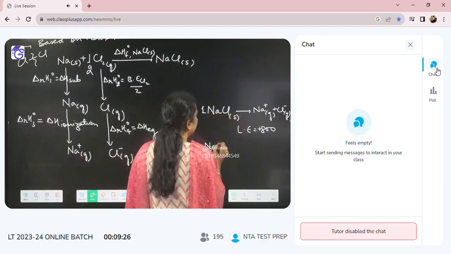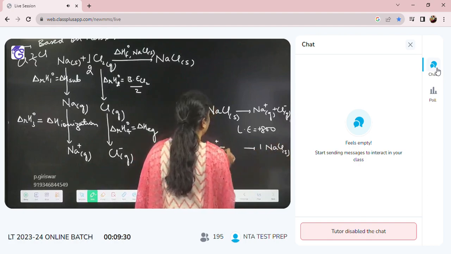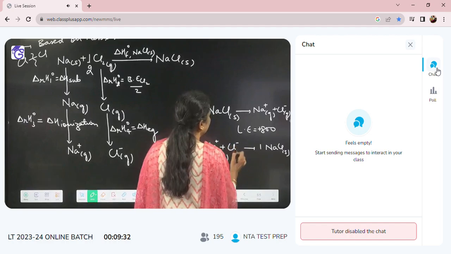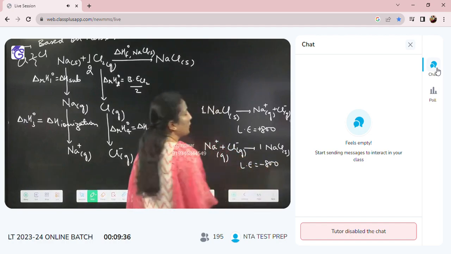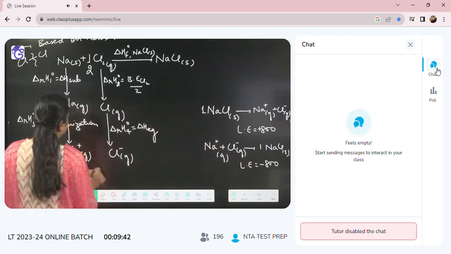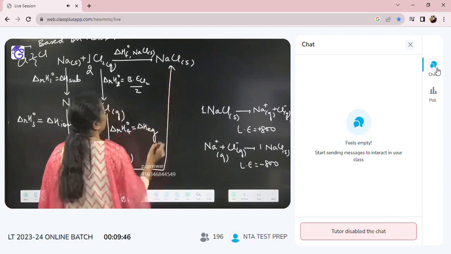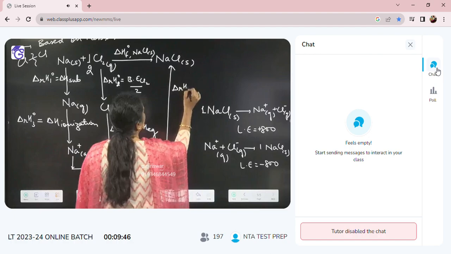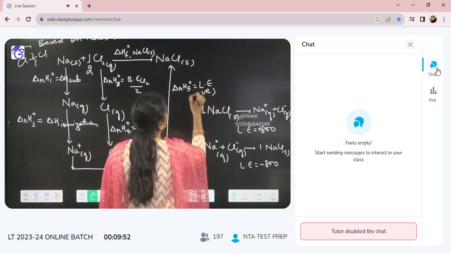Even I can say it like this, that if I have to form 1 mole of NaCl solid, that is any ionic compound, from its constituent gaseous ions, that is also lattice enthalpy, because lattice enthalpy can be defined in both ways, right? So now I have these ions here, and these two ions can combine and we can form this, and I'll be writing this as delta R H5 naught equal to lattice enthalpy, and I'll be writing this as negative.